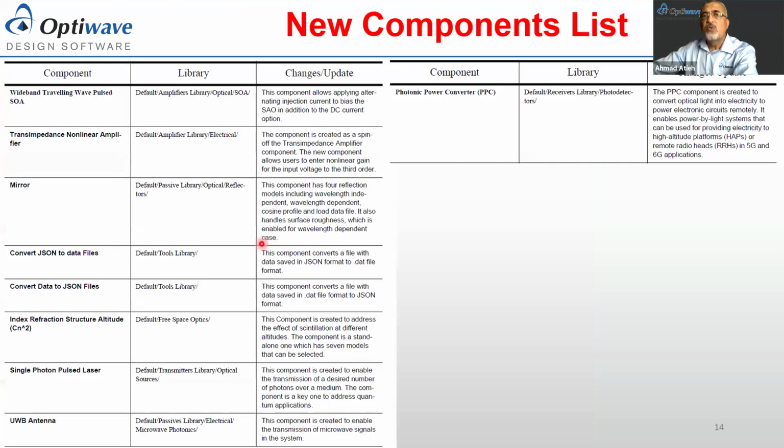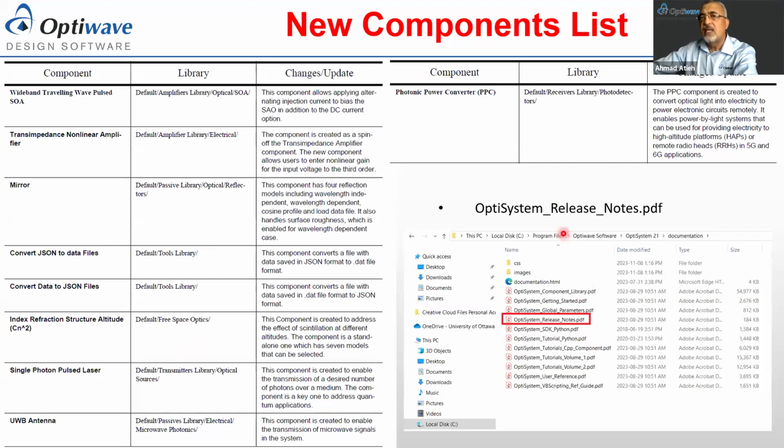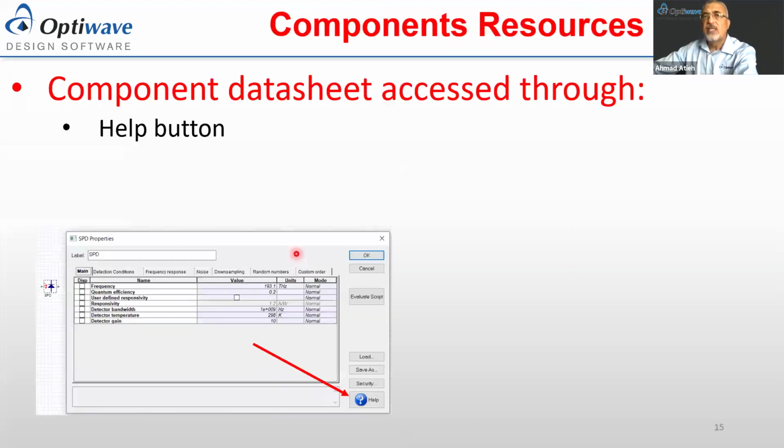Now, the description of each of these added components, in which library it is located, and some other information, you can find in the release notes, which are part of the documentation folder, which you can find, as I mentioned, on the C drive, in Program Files, under Optiwave Software. If you download this document, you're going to see all this information, plus the details of the release.